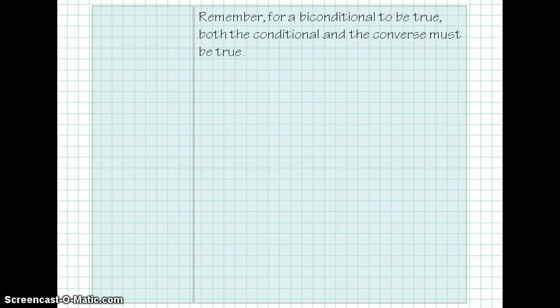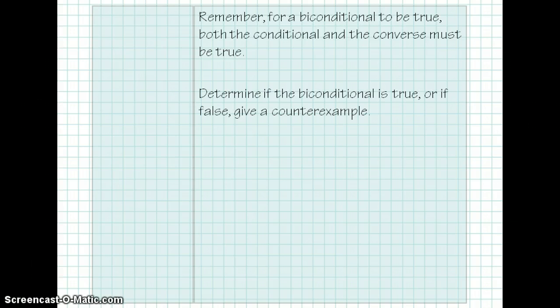Now if my biconditional is going to be true, that means that both the conditional and the converse must be true. If one of them is false, then it doesn't work. So let's determine if this biconditional is true, or if it's false, we'll go ahead and give a counterexample.